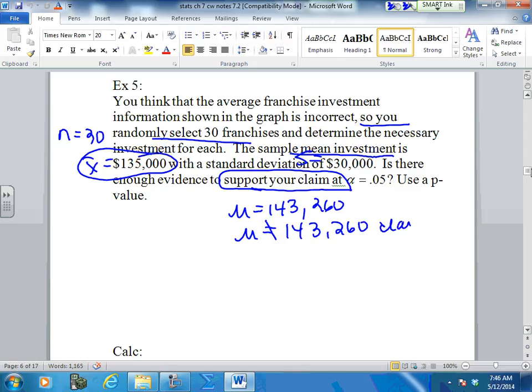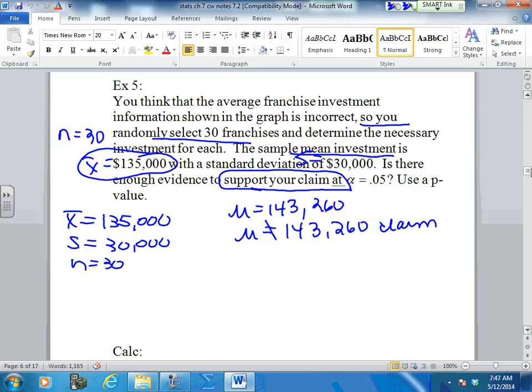This is your claim. This one was a little tricky because it's kind of a little sticky on the wording. So you're challenging their statement that their mean investment is $143,260. You're saying it is not. And your data is going to prove that it is not. Now, even though they look like they're not, you got to watch your standard deviation. It's your standard deviation that has an effect on this. So it's not as easy as looking at it to say, oh yeah, it's definitely not. You got to watch your standard deviation. So we're going to test your claim based on this.